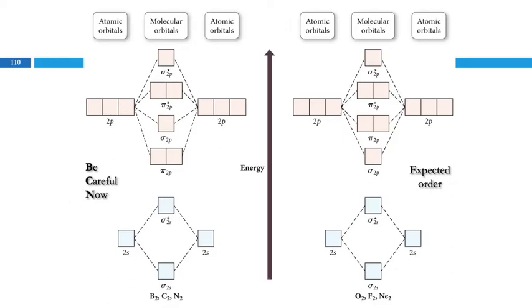Boron, carbon, and nitrogen, be careful now, they're going to switch the order of these two. And there's no answer to why, they just do. So on an exam, I will give you a diagram like this and ask you to find the bond order for nitrogen 2 or something. And I won't try to trick you by giving the wrong diagram. I'll give you the correct diagram for the molecule that you're doing. But we do have to know about this for the homework.